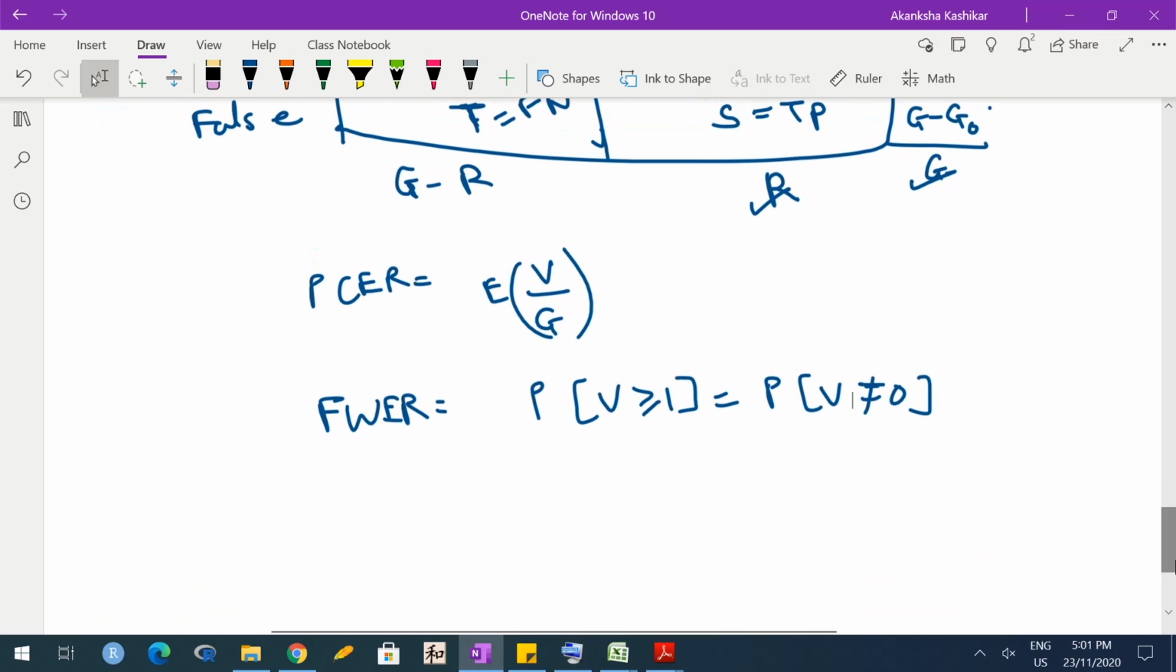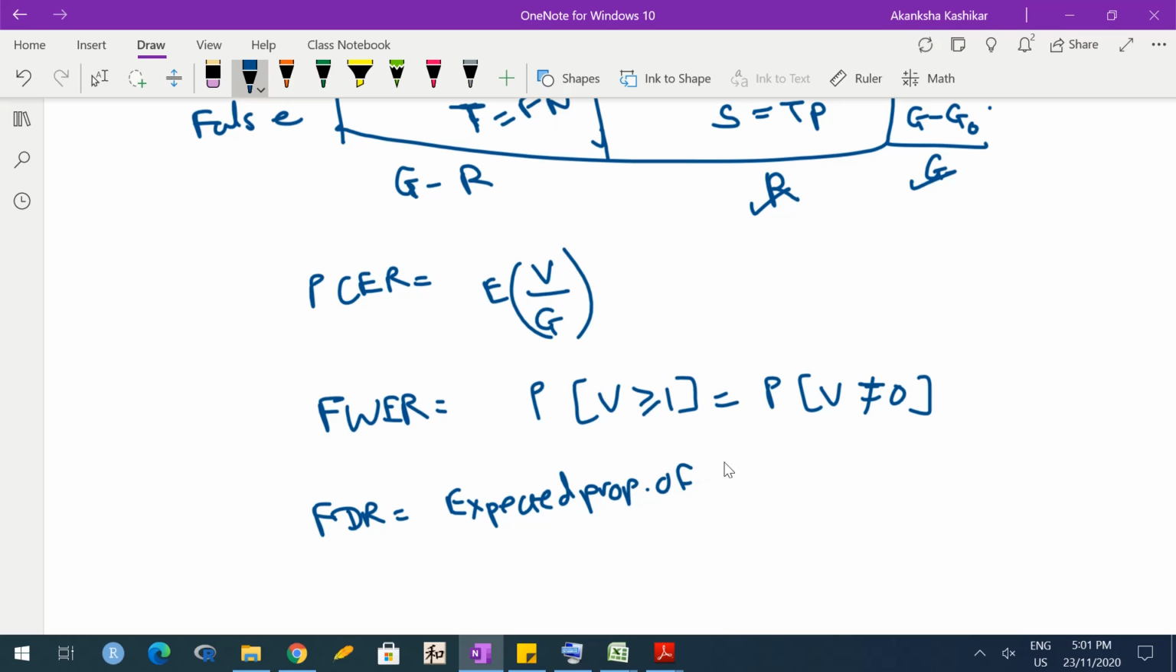Now FDR, false discovery rate, is defined as: out of total discoveries, how many are false discoveries. So this is defined as the expected proportion of false discoveries out of total discoveries.